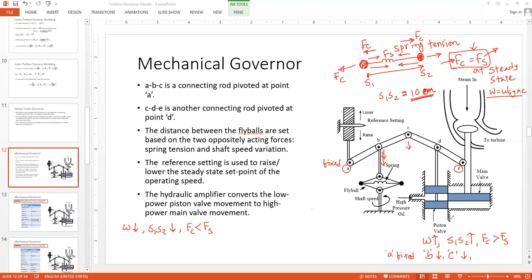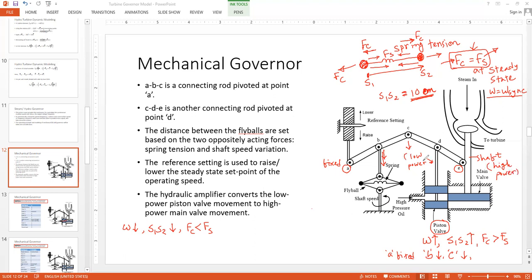D is connected, with the help of a connecting rod, to a piston valve. Point E is connected to the main valve shaft. This is the shaft, which is ultimately connected to the main valve. This is the main valve. This is the piston valve. This has a low power handling capacity. This has a high power handling capacity.